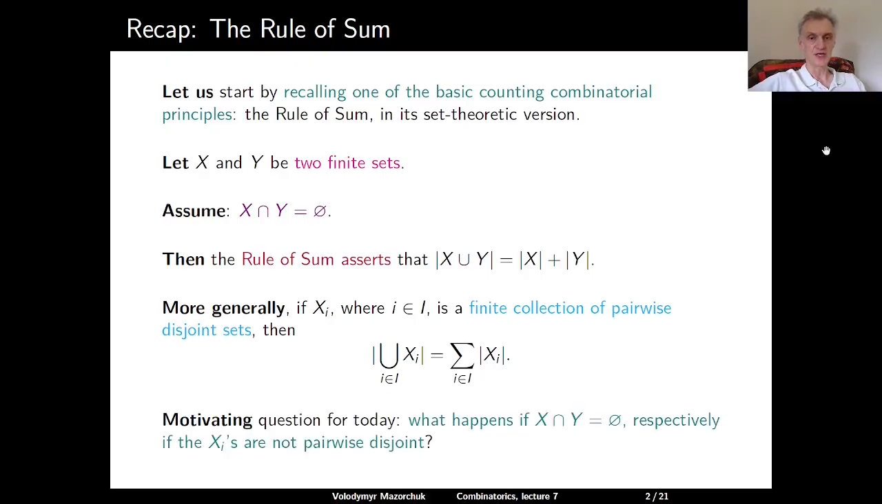The motivating question for today is what happens if the intersection of X and Y is non-empty, respectively if the X_i's we start with are not pairwise disjoint. And the aim of today's lecture is to answer this.